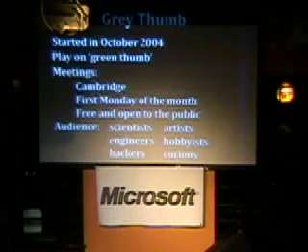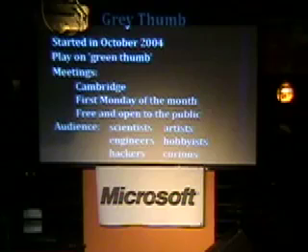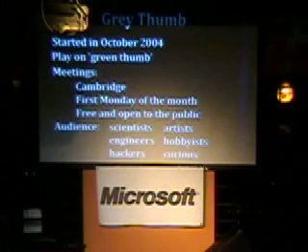So Grey Thumb was started in October of 2004 to talk about this kind of research. The name is a play on green thumb, but where we grow organisms in silico. Our meetings are in Cambridge the first Monday of the month. They're free and open to the public. The audience, we try to get a real cross-pollination. So we get scientists, artists, engineers, hobbyists, hackers, and most important, people who are just curious.